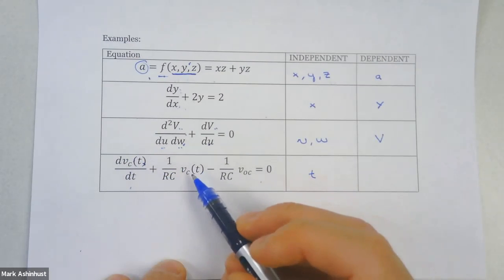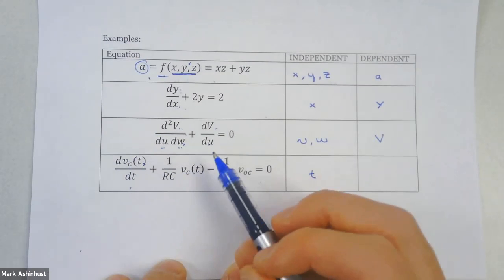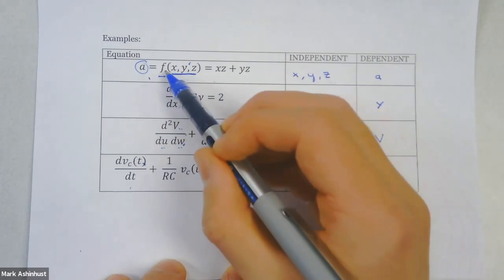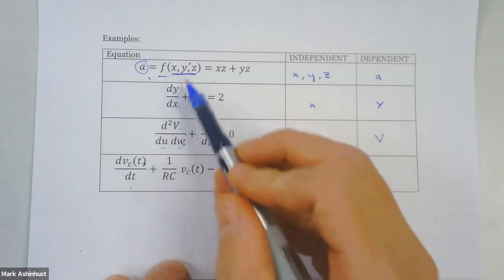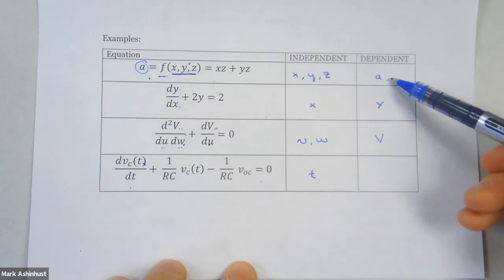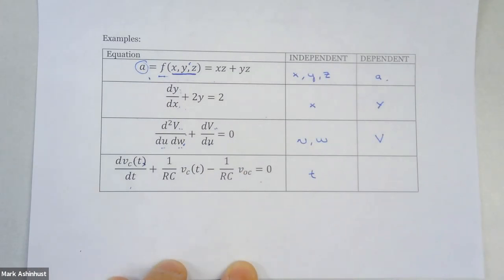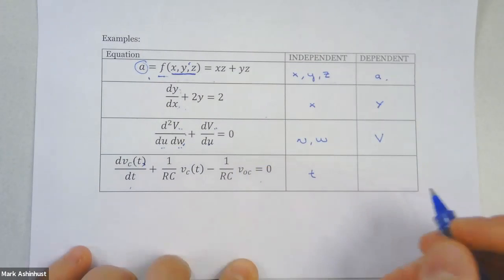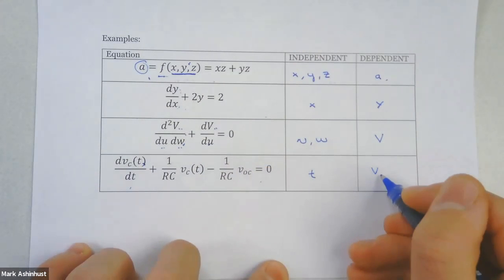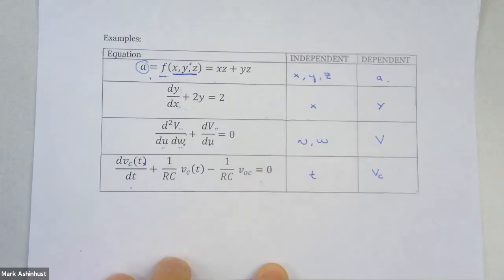Then we have also our function here, right? VC of t, which would be similar to up here. We have f of xyz. So also in this one, we could say dependent is f. But I put a, because a is at the beginning and describing the whole function. So the dependent here would just be v sub c.